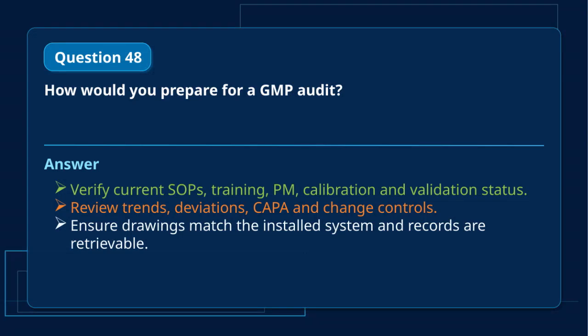When preparing for a GMP audit, the first step is to verify that all current standard operating procedures are up to date and properly followed. It's important to check that all personnel have received the necessary training. Additionally, you should confirm that preventive maintenance, calibration, and validation activities are all current and well documented. Next, review recent trends, any deviations, and corrective and preventive actions taken, along with change controls, to ensure compliance and continuous improvement. Finally, ensure that all system drawings accurately reflect the installed equipment and that all records are easily retrievable. This thorough preparation helps demonstrate compliance and readiness during the audit.